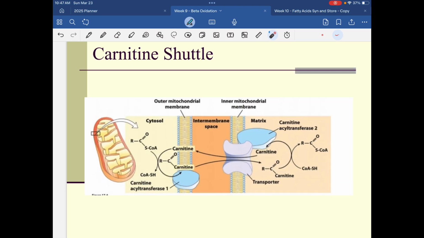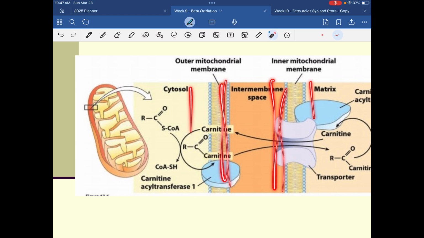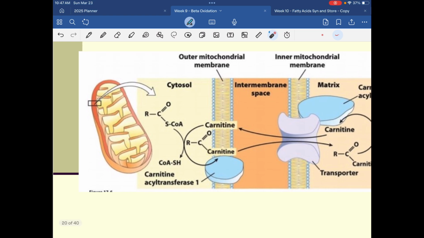But what's happening is we have this activated fatty acid that we have in the cytosol, or the cytoplasm of the cell, and we need to get it into the mitochondrial matrix. We know in between the cytosol and the matrix we have this intermembrane space. So we actually have two membranes to go through, so that's how you're going to remember that we're going to need two enzymes to do it.